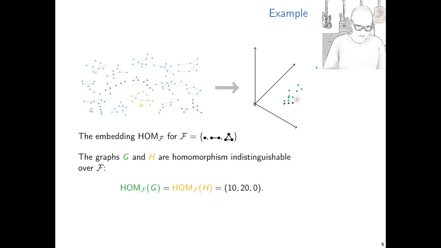They also both have 10 edges, and embeddings from the graph with just one edge essentially count edges, although every edge is counted twice, once in every direction. Homomorphisms from this graph basically count triangles. Again, every triangle appears in 6 different homomorphisms, but these have 0 triangles, so the third component is 0 here. That would be the image of these 2 graphs.